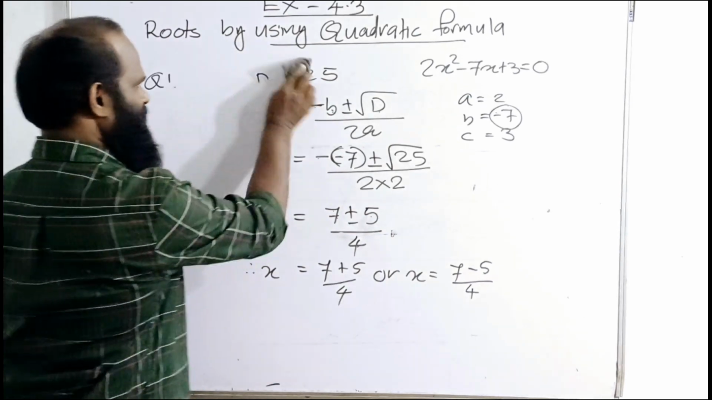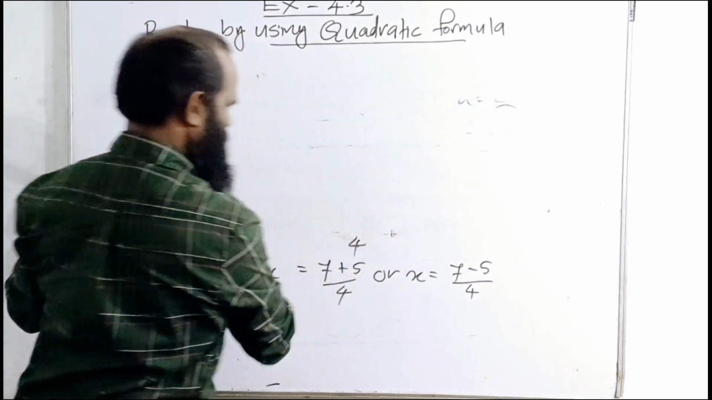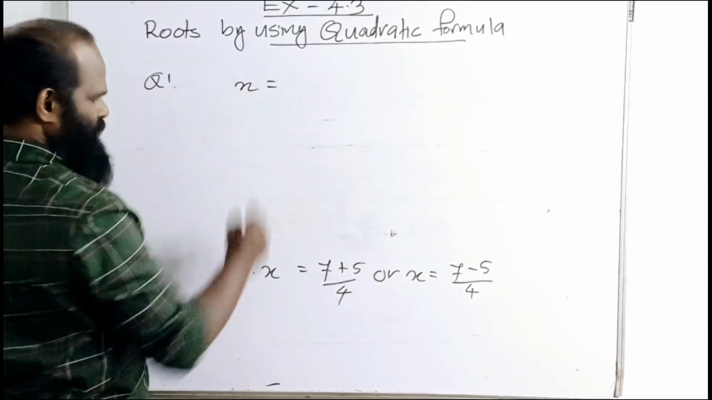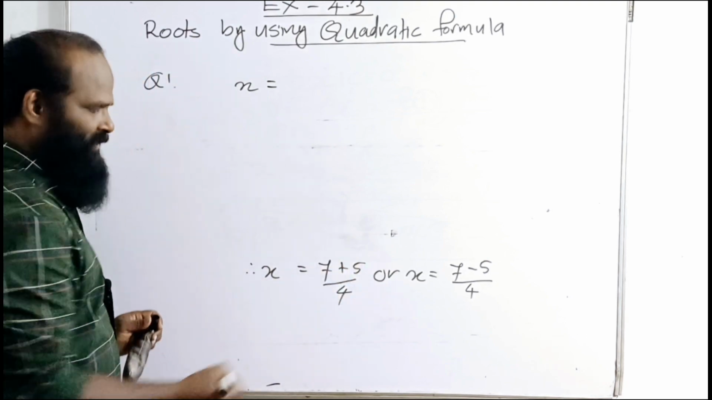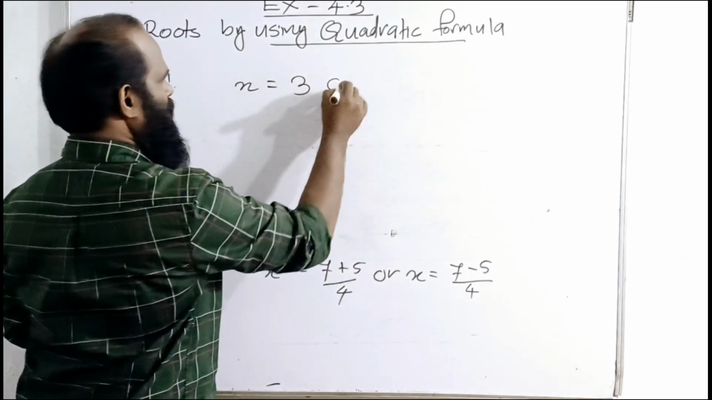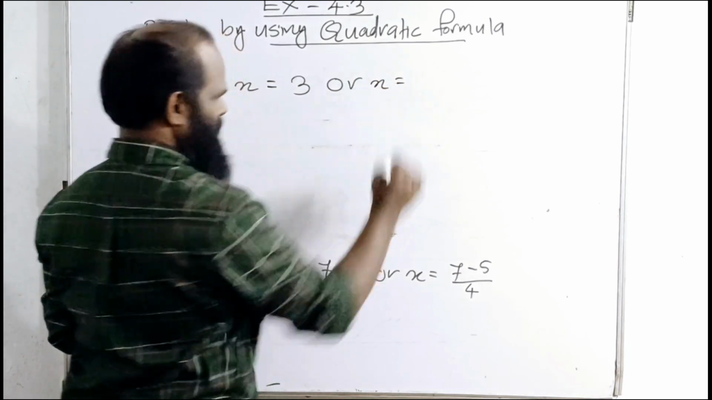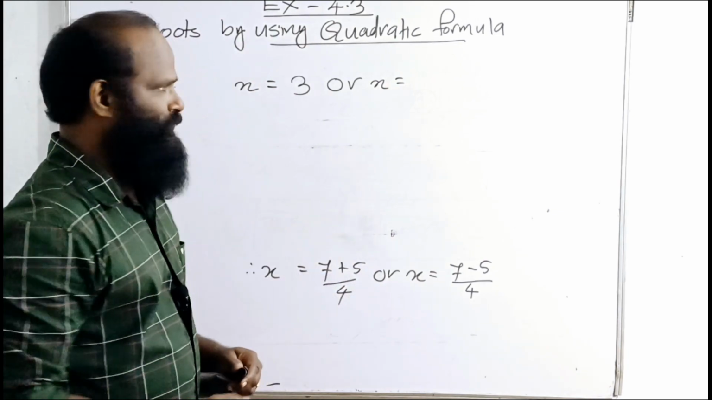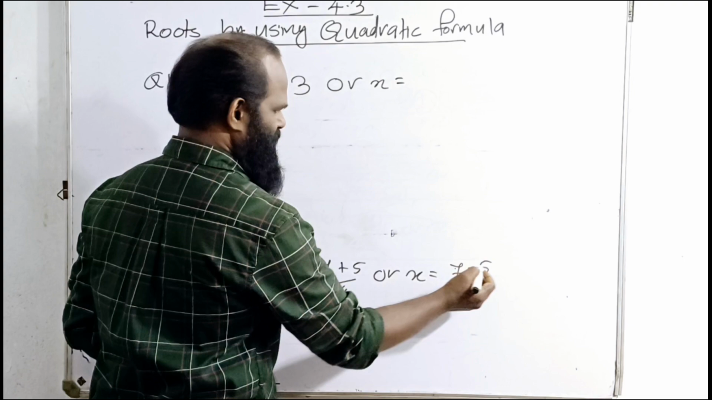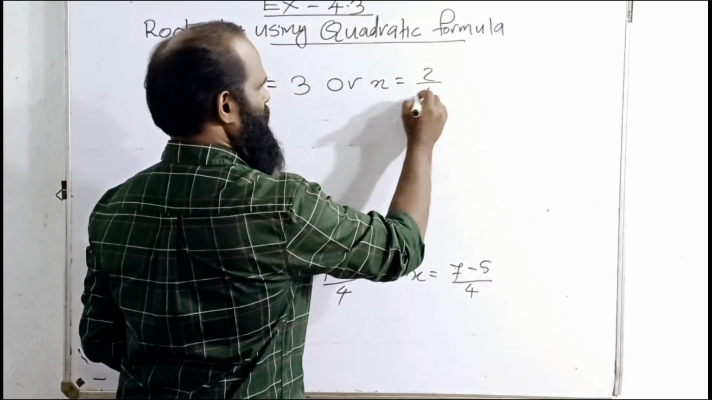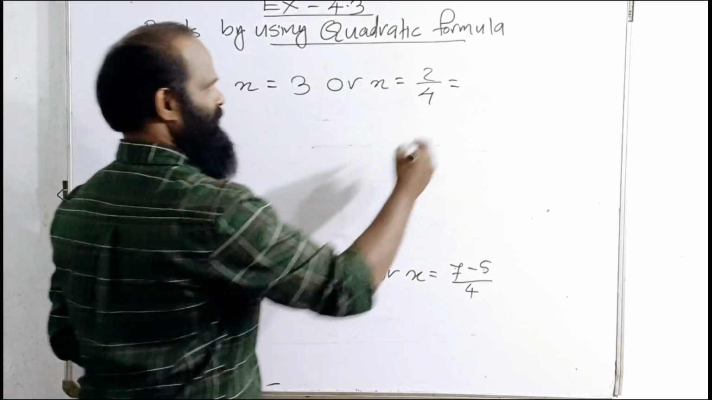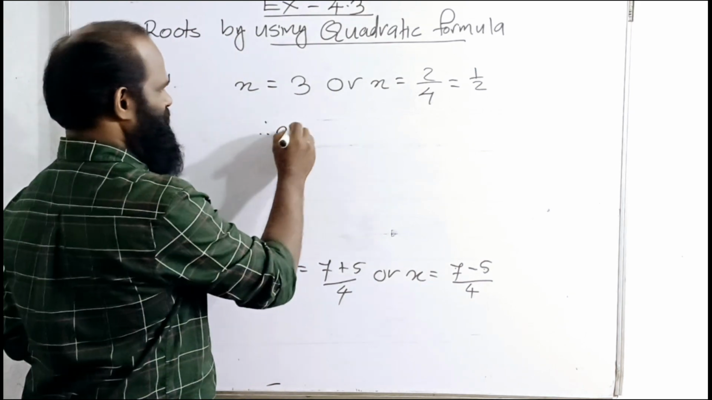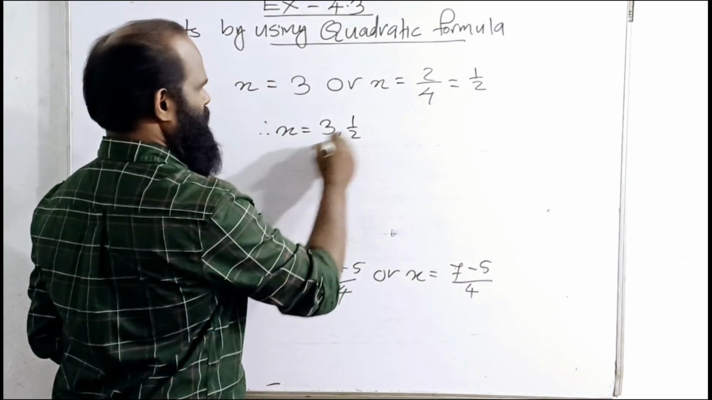Let me just clear this area. Look, so x is equal to 7 plus 5, which is 12, 12 divided by 4 is 3. Or x is equal to 7 minus 5, which is 2, by 4. 2 by 4 on reducing is 1 by 2. So the answers, therefore, x is equal to 3 and 1 by 2.